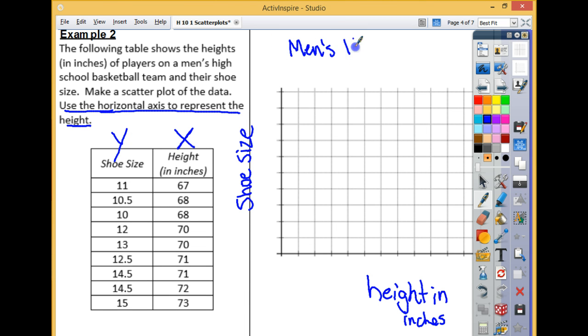Men's high school basketball shoe sizes. Okay, perfect. Now let's set up our intervals.